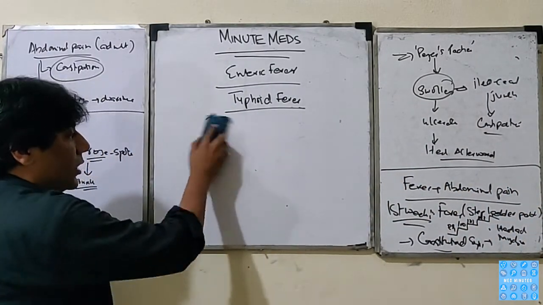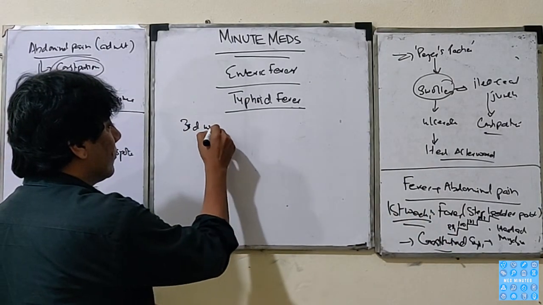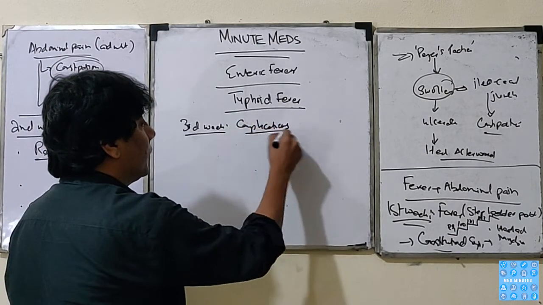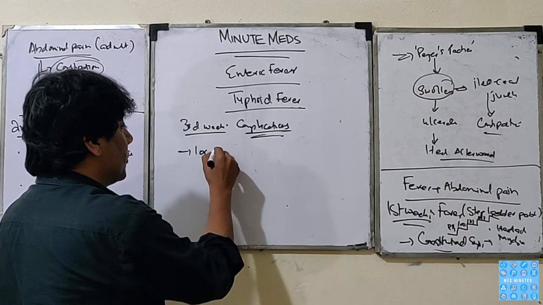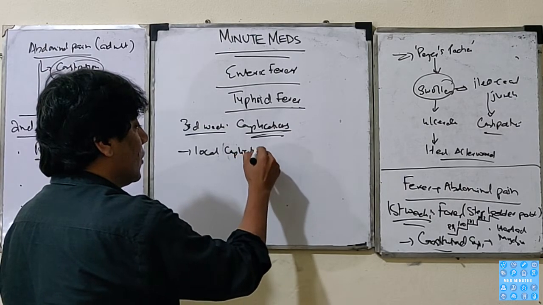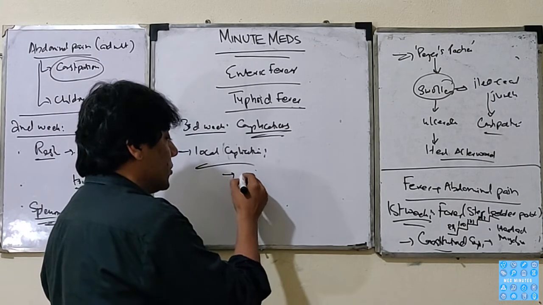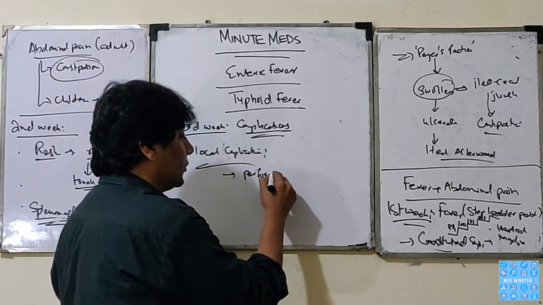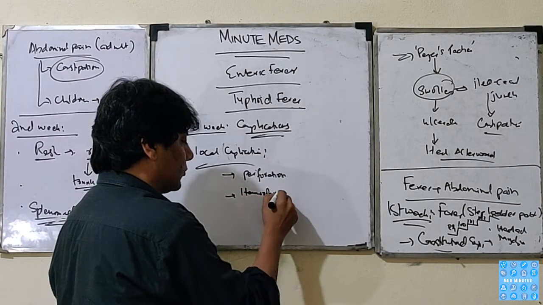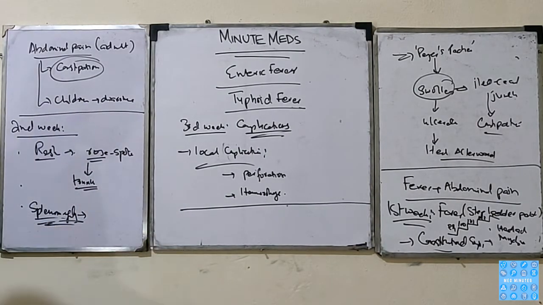If the patient still remains untreated, then in the third week the complications develop. So the local complications, because the focus is in the intestine, include perforation of the gut or hemorrhage. And the patient comes to you in the ER with an acute abdomen.